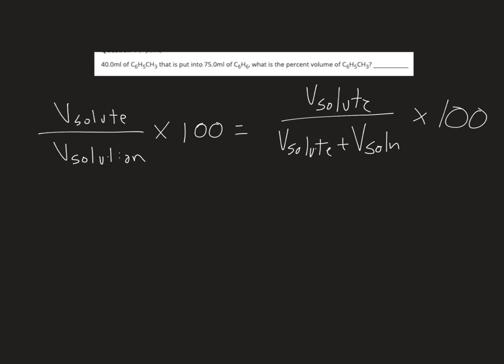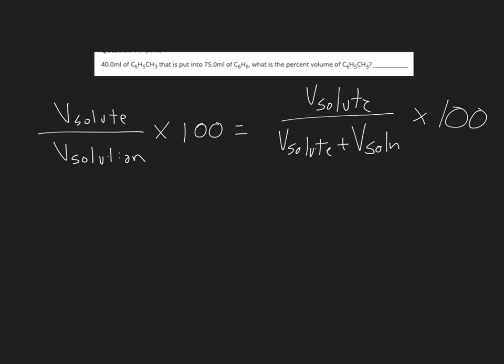Okay, so I read my problem. It says I have 40 milliliters of C6H5CH3 that is put into 75 milliliters of C6H6. What is the percent volume of the C6H5CH3? So I'm going to put the volume of the C6H5CH3 on top, and then I'm going to take both components and add them together for the bottom and then multiply by 100.